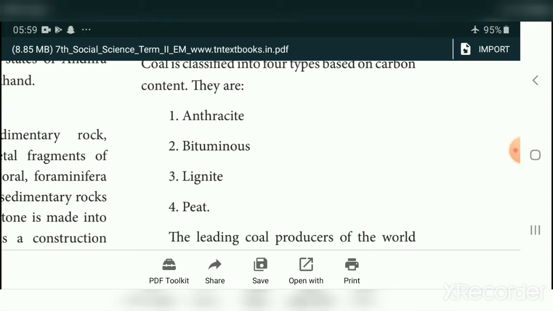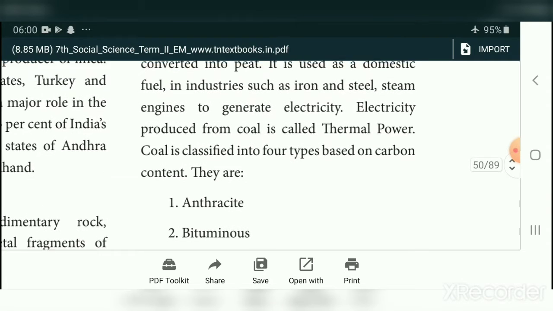Anthracite contains a larger amount of carbon, above 80, even above 90 percent. Bituminous contains 70 to 80 percent carbon. Lignite, 50 to 60 percent, and peat, nearly 40 percent. It is a low quality coal.